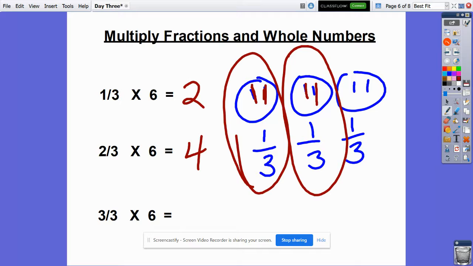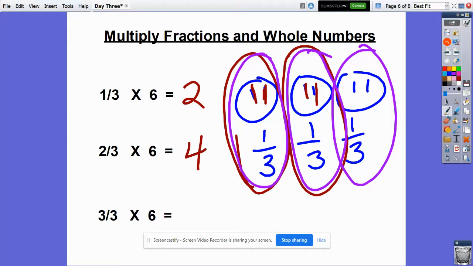Now, let's take it one more step further and find 3/3 of 6. Remember, 3/3 is equal to 1 whole, so we should have all 6. I'm going to pick a different color and circle 3/3. 1/3, 2/3, 3/3. Let's count how many is in 3/3. 1, 2, 3, 4, 5, 6. So 3/3 of 6 is 6. Since I have all 3 of the thirds, then I have all of the pieces. I have all 6. 3/3 times 6 equals 6.